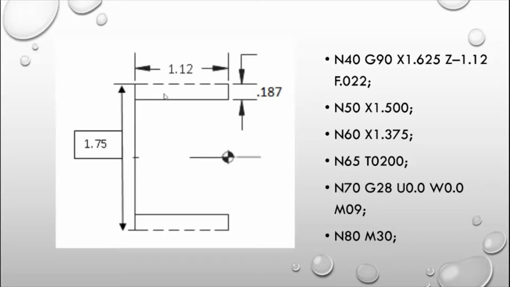First cut, then it returns to the original position, then cuts again, returns to its position, and again cuts the material and returns to the initial position. And N65 is the tool number 0200, and N70 is a sequence number. G28 is the home position, and M09 is the coolant off. N80 is the sequence number. M30 is the end of the program.